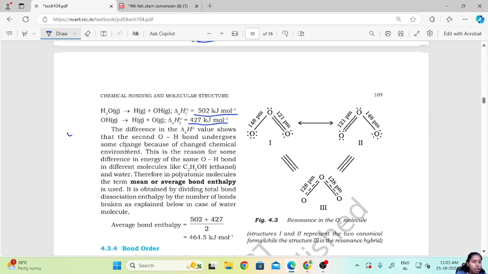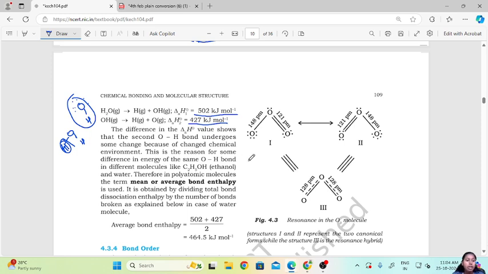Now the water molecule has two OH bonds, right? Once one OH bond is broken, what happens? The oxygen will have the electrons which were initially associated with this hydrogen come back to the oxygen. So the chemical environment of the remaining OH is changing, right? Because of this change in chemical environment, the second bond enthalpy changes. This is the reason for some differences in energy of the OH bond in different molecules.